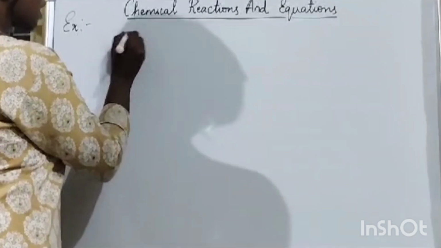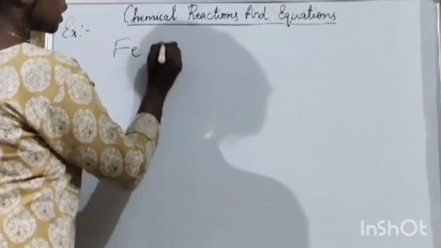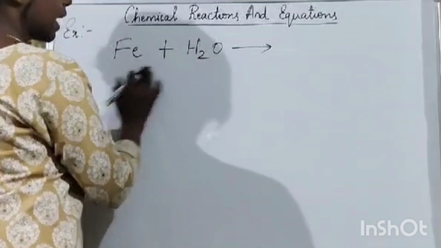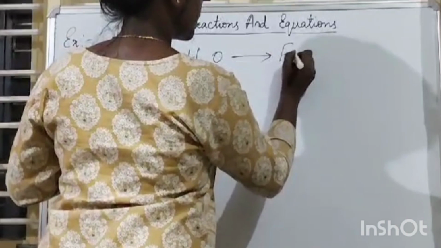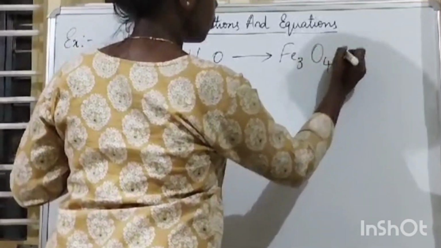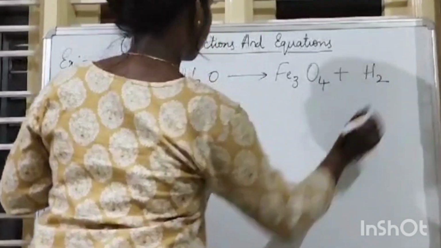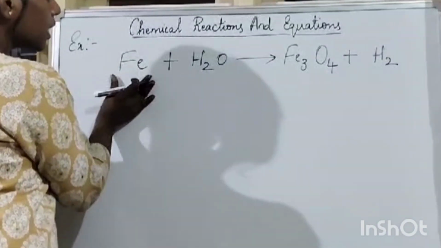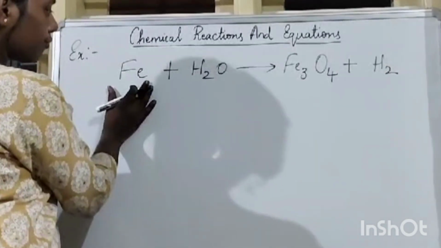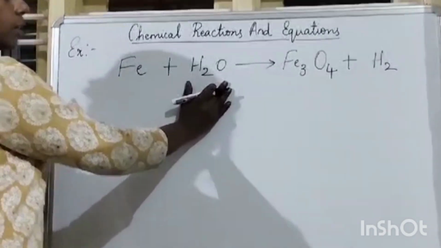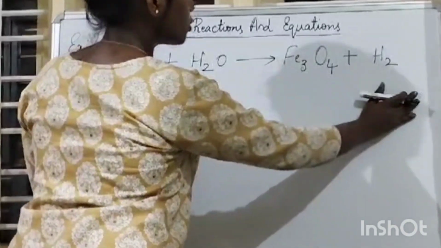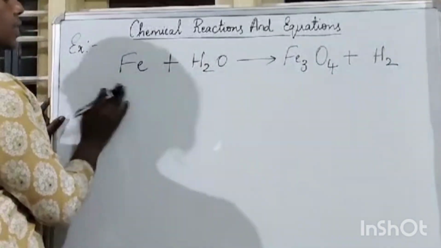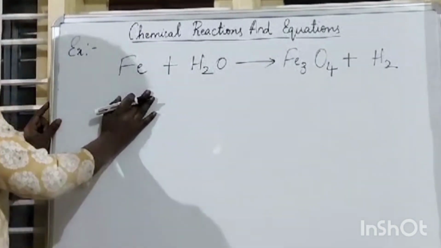Let us take another example. Fe plus H2O. These two are reacting to give Fe3O4 plus H2. So this is a chemical reaction happening between iron and water. When iron Fe reacts with water H2O, it will give Fe3O4 and H2. So this is our chemical equation. Now we are supposed to balance this particular equation.